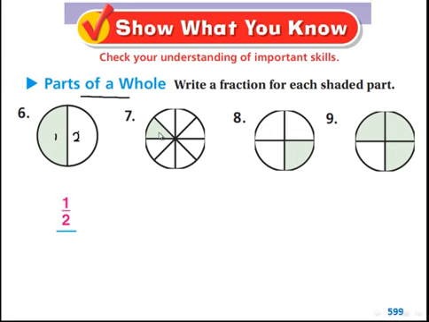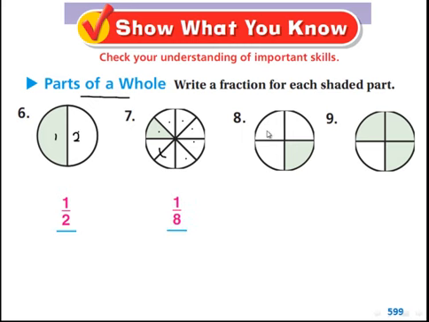Let's see question number 7. How many parts are shaded in this? Only 1. So you should write 1 up in the numerator. Down, you should count 2, 3, 4, 5, 6, 7, 8. Yes, so 1 over 8.